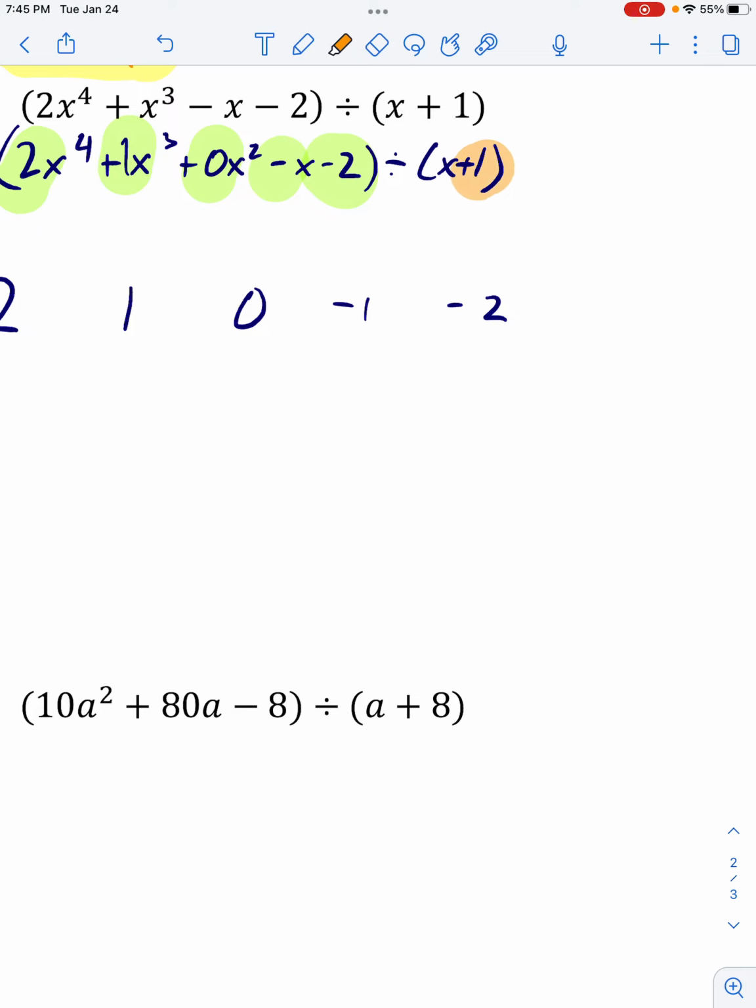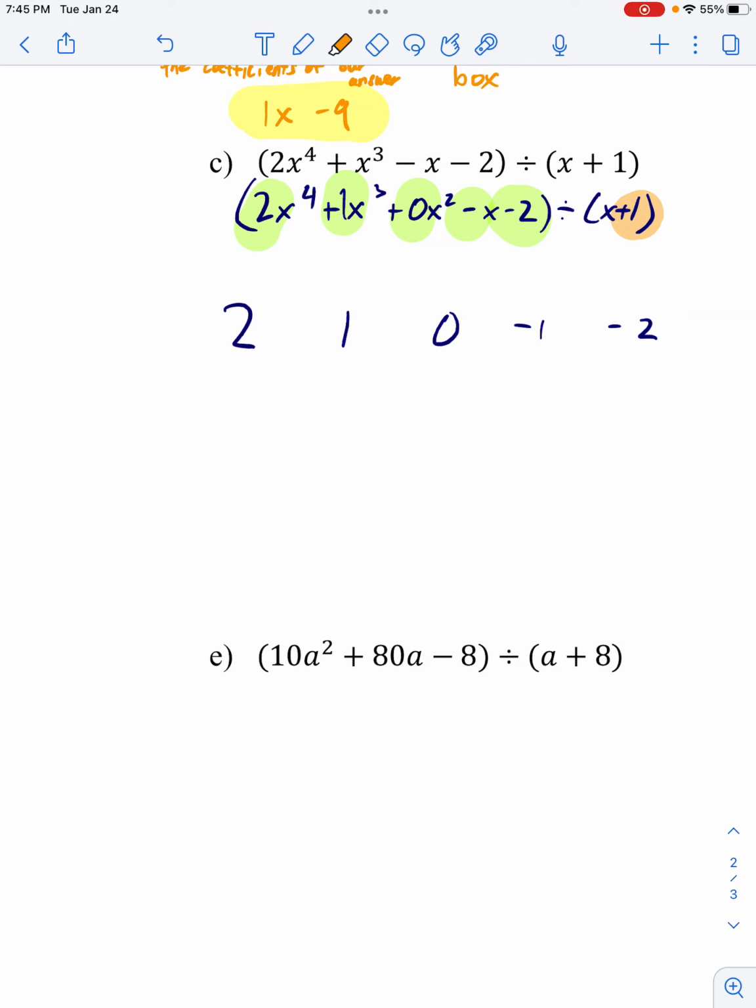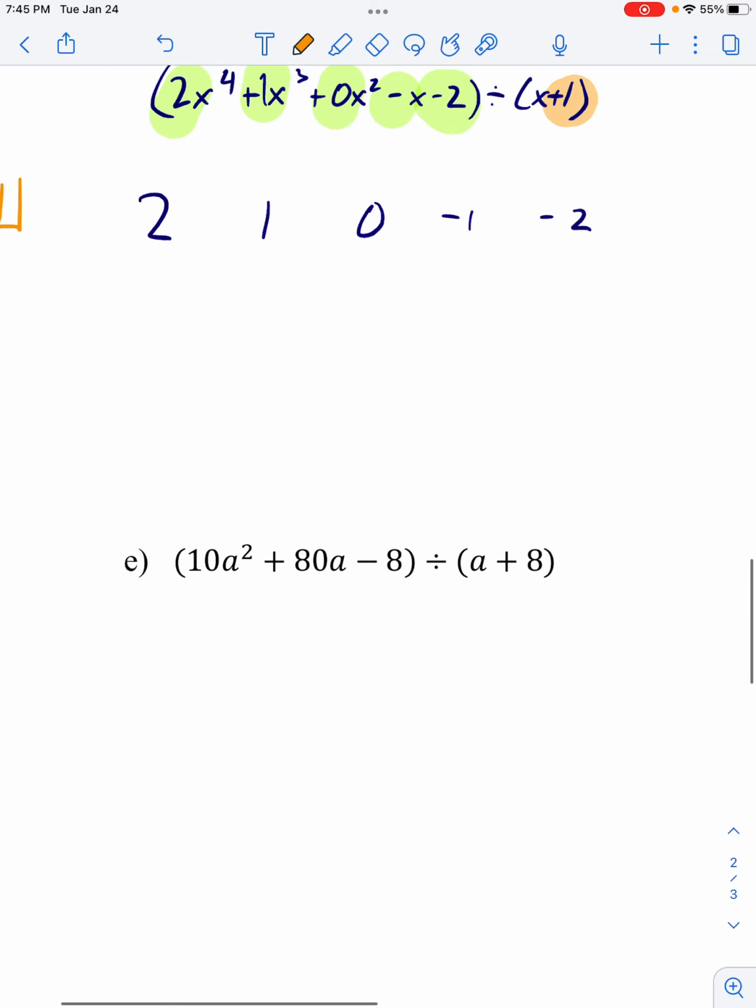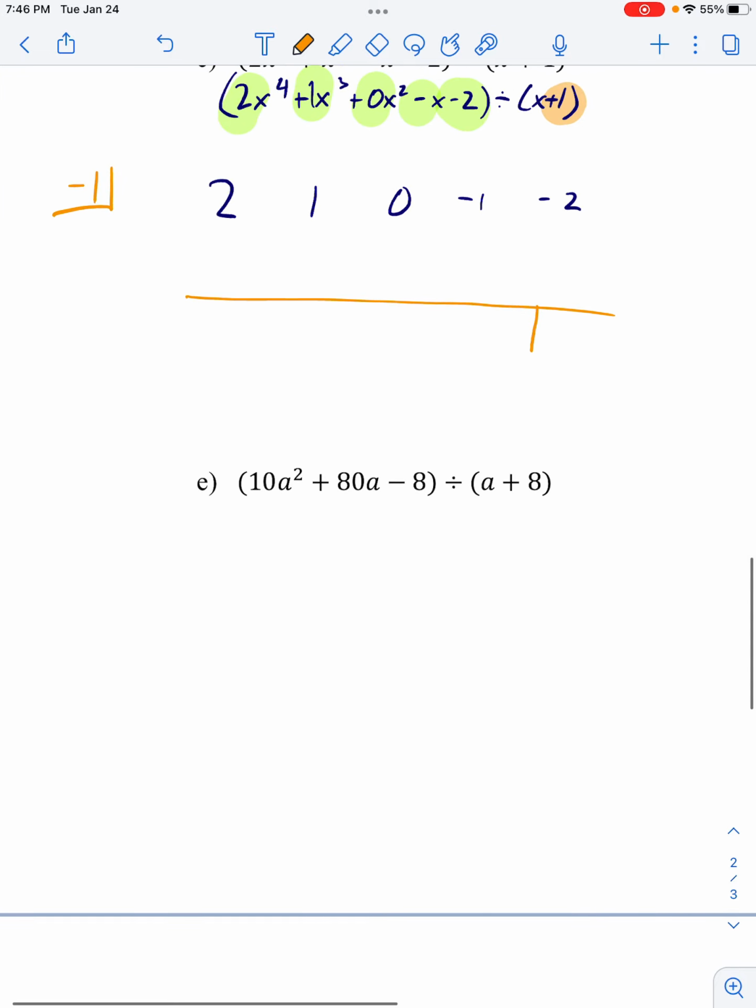It's going to be the opposite of this constant term here in our divisor. That term here is plus 1. So we're going to put a minus 1 in my crow's nest, okay? Draw a line, and that last column gets our remainder box. Cool. Now we do the synthetic division algorithm. Draw an arrow down here. Copy the 2.